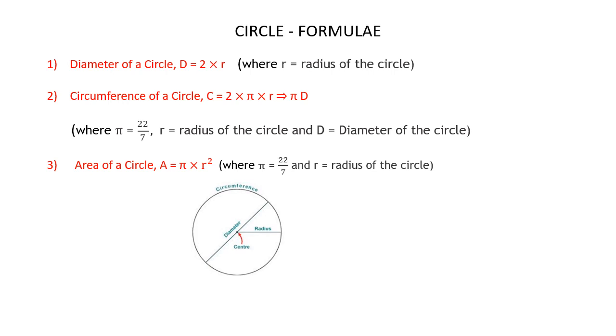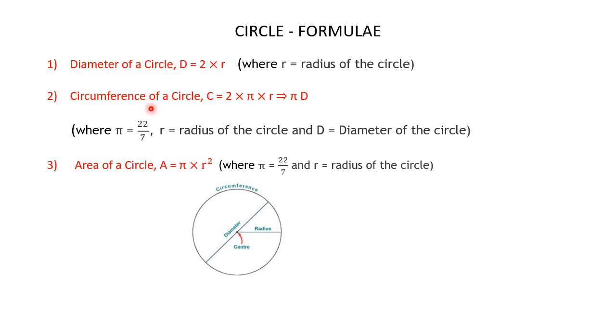So as you can see here, this line joining these 2 points on the circumference of the circle and passing through the center is the diameter. So you can see that the diameter is equal to r plus r, which is nothing but 2r. So diameter of a circle is equal to 2r, where r is the radius of the circle.